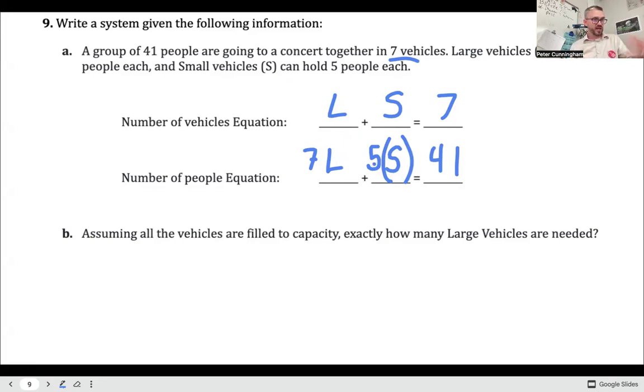Okay, now there is a way to do this with elimination, but I think it's going to be tougher. So personally, I'm trying to give you the path of least resistance. So I'm going to use substitution here. So how am I going to do that? Well, if L plus S equals 7, I can very quickly, I won't say easily, but quickly get S all by itself. So I'm going to take L away from both sides.